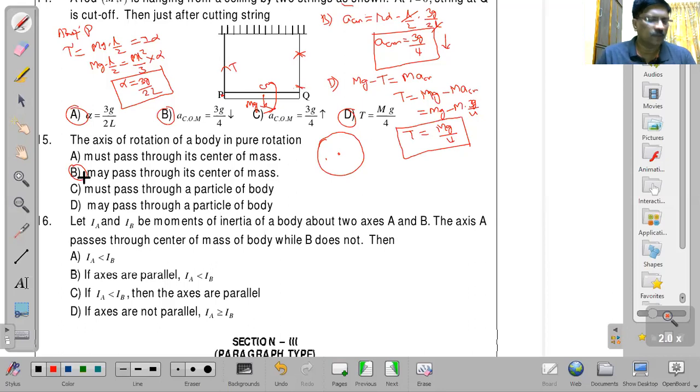The B is correct. Okay, next, must pass through a particle of the body. That means the axis of rotation may pass through any point, may pass through any particle, may pass outside the body also. Here there is no particle, so about this axis also the rod rotates. Suppose you take the disc like this, about this axis also the disc rotates. Here there is no particle. That means the axis of rotation need not pass through any particle. That's why it may pass through a particle or may not. That's why this is also correct. B and D are correct. Okay.